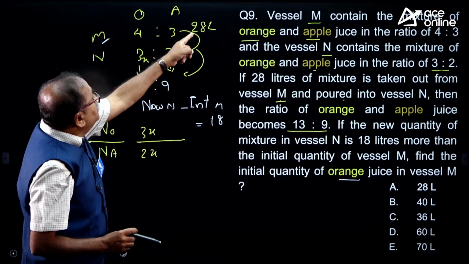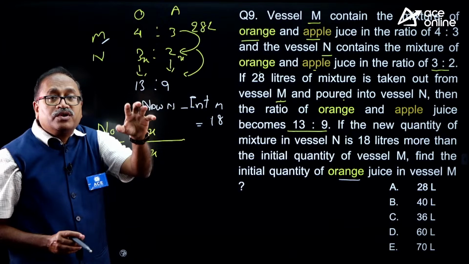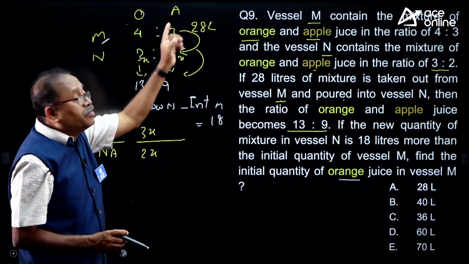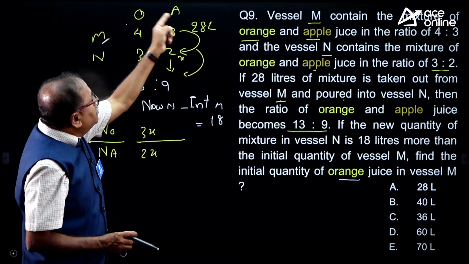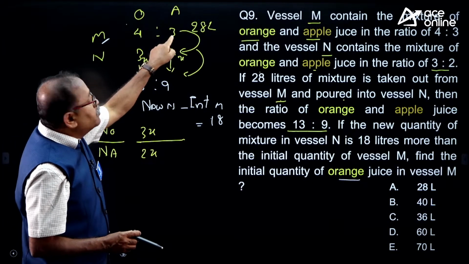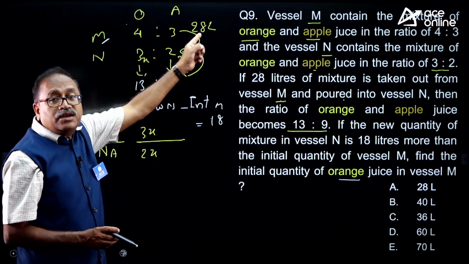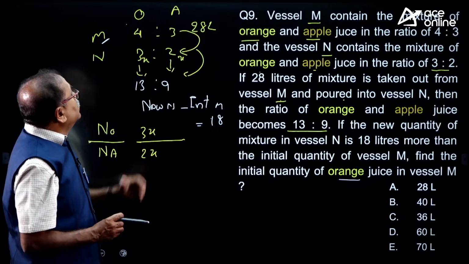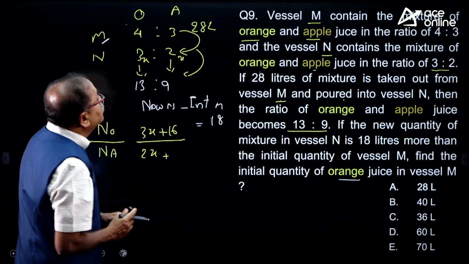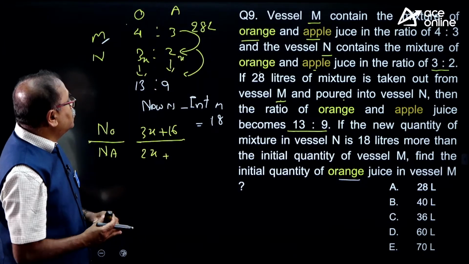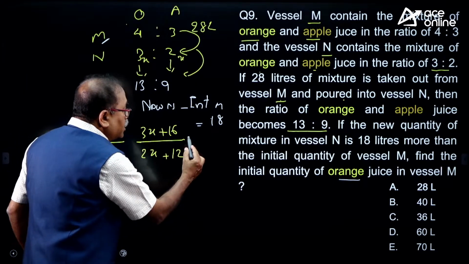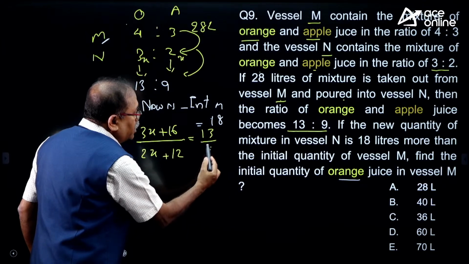How many liters are taken out from M and poured in N? 28 liters. In this 28 liters, what is the ratio of orange and apple? 4:3. That means how much orange goes inside and how much apple juice goes inside. So 4 plus 3 is 7. Divide 28 by 7, that is 4. 4 times 4 is 16, so 16 liters of orange is coming over here, and 4 times 3 is 12, so 12 liters of apple juice is coming here, and that gives us a ratio of 13:9.